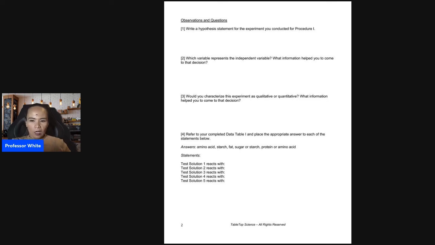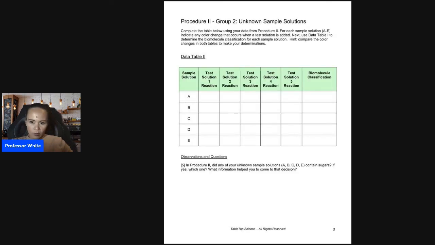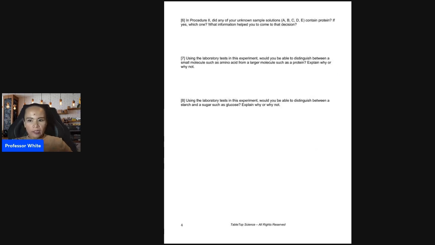Okay, so it says over here, test one solution reacts with, complete the sentence and all that. So that's your next one. And then when you go to procedure 2, same thing, but this time it's the unknown sample solution. And then again, there are questions that follow. Please read the questions and make sure that when you write your answers, they are clear and in complete sentences so that I know what you mean. Follow along until you get to the last page, which asks about the second part of the lab.